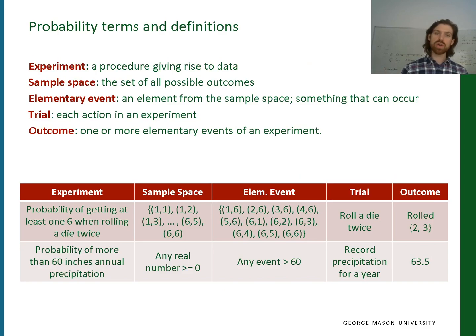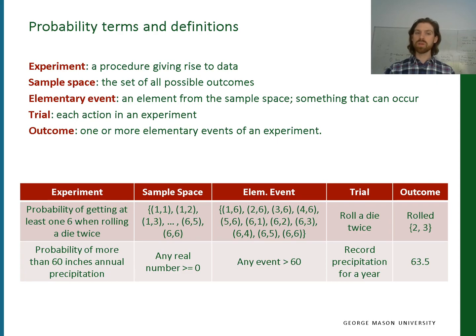We do have terms and definitions which we might just need to cover. So an experiment is a particular activity that gives rise to a set of data. The sample space is the set of all possible outcomes that could be selected from a particular experiment. An elementary event is basically an element within that sample space, so something that could possibly occur. The trial is an action in an experiment. You may also hear me refer to this as the number of permutations or the number of iterations upon which we run a loop or a model or an experiment.